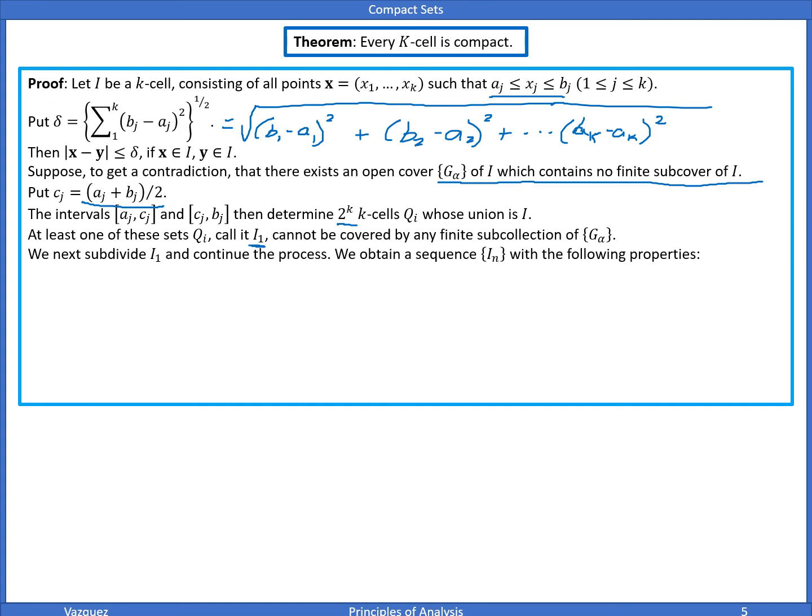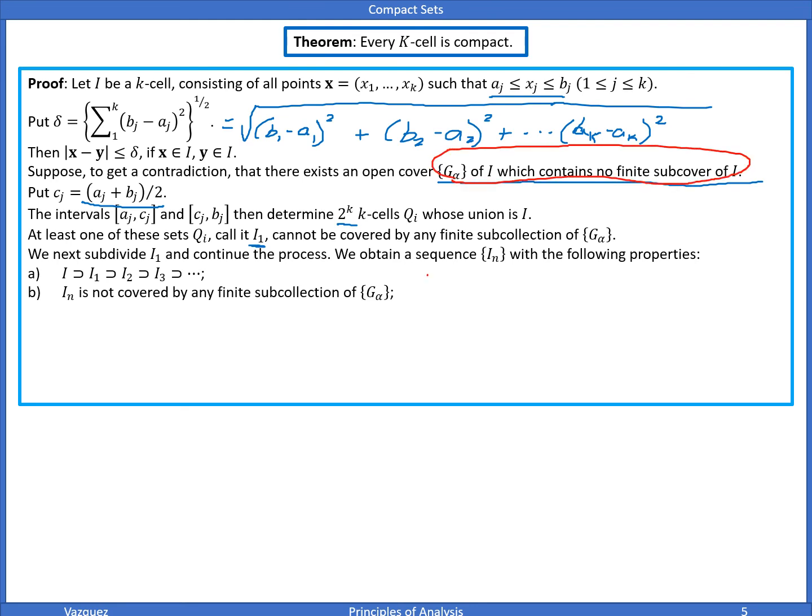And we're going to obtain a sequence of I sub n with the following 3 properties. First thing is that we're nesting these, right? I sub n is getting smaller and smaller, but it's contained in the previous one. So like the intervals in the last proof, where they were nested, these I's are getting nested. Also, I sub n is not covered by any finite subcollection of G sub alpha. Again, because of this up here. Because if this weren't true, well then this up here wouldn't be true.